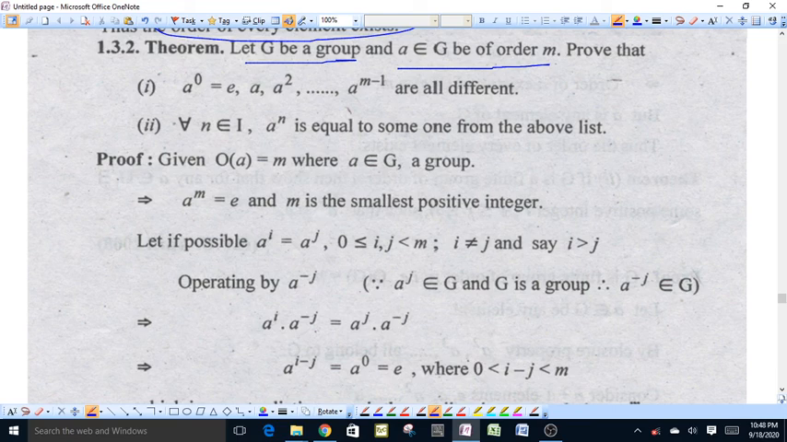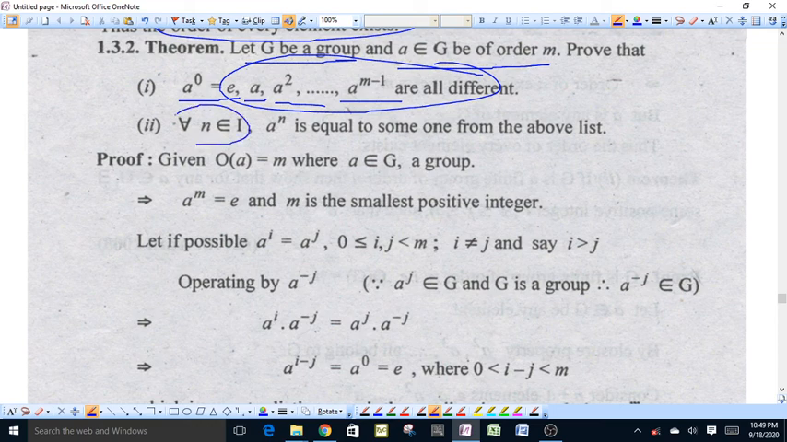Then we prove that a raised to power 0 equal to e, the identity element of G, a raised to power 1, a square, up to a raised to power m minus 1, all these elements are different. And second, we prove that for all integers n, a raised to power n is equal to some one of the above list.